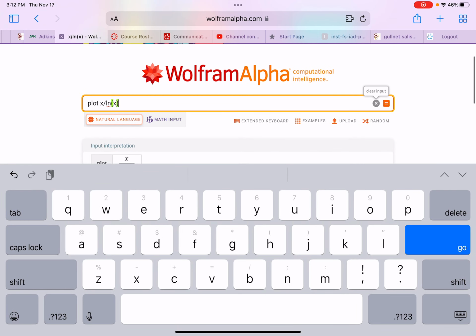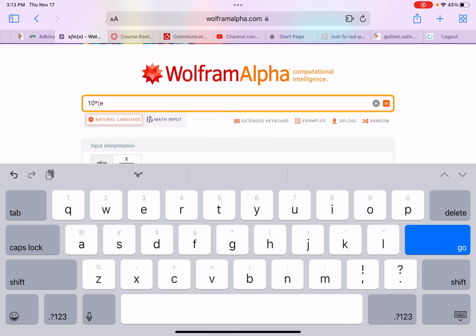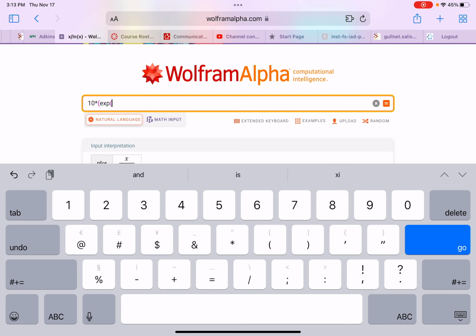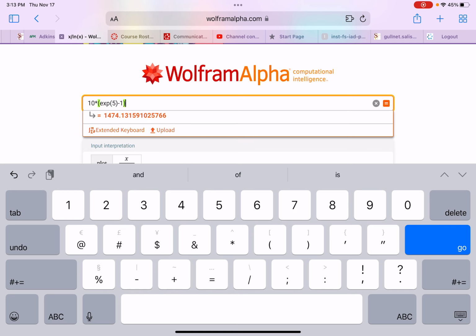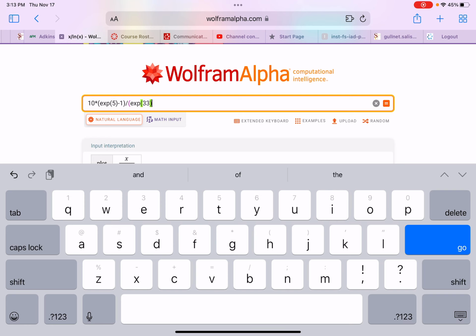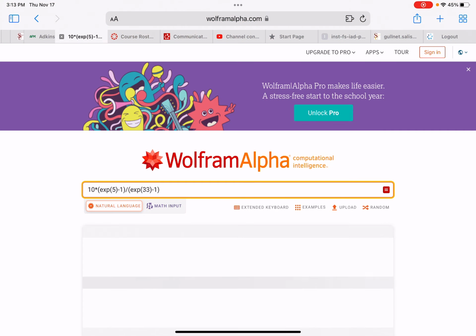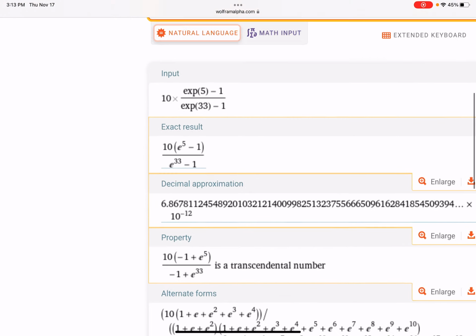So we want 10 times the quantity e to the 5 minus 1. I'm going to use EXP because I think that's easier to type. Close my parentheses, divided by EXP of 33 minus 1, close my parentheses, and hit enter. And we get this big number right here.